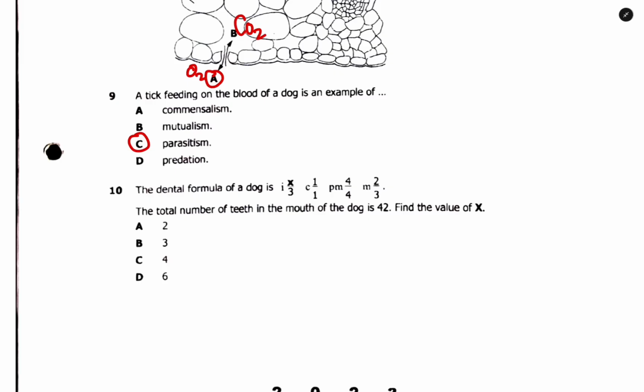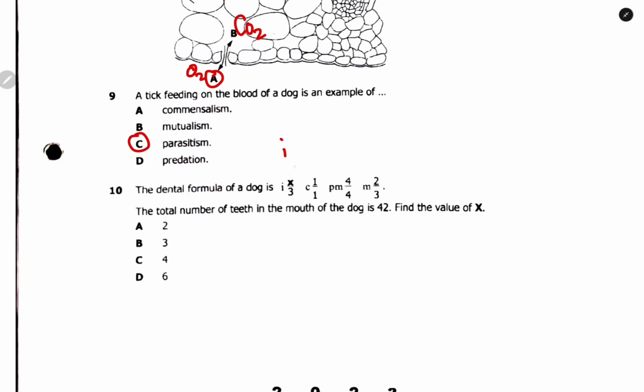Okay? Then question 10, the dental formula of a dog is X3. That is for the canines. So the first part here I represent, not the canines, but the incisors. So this is the dental formula. Okay? For the dental formula, it shows half a jaw number of teeth. So half a jaw on top and half a jaw down.